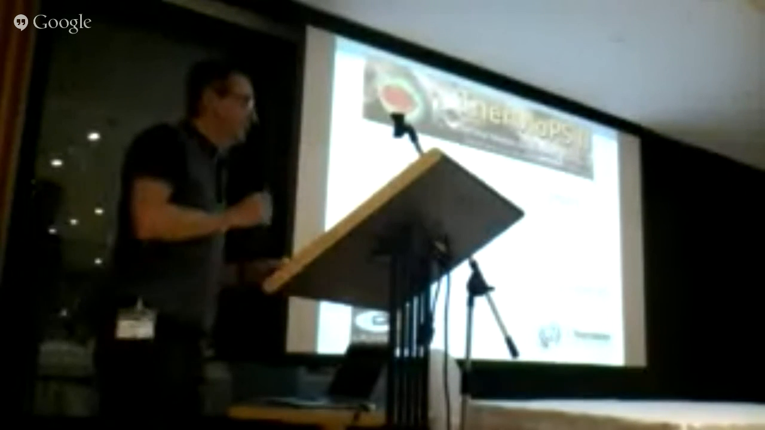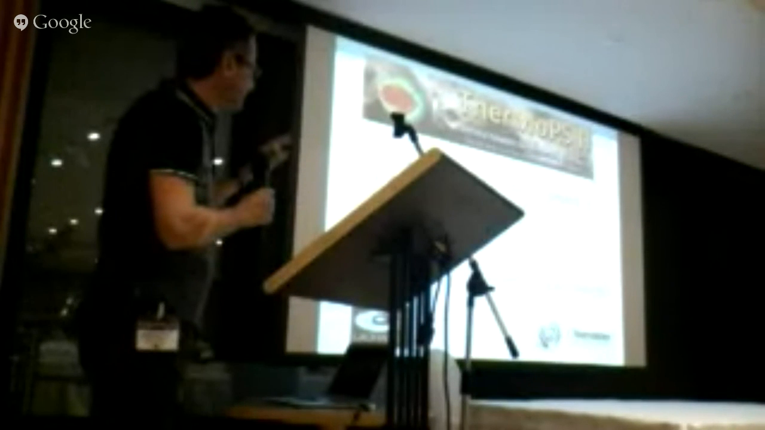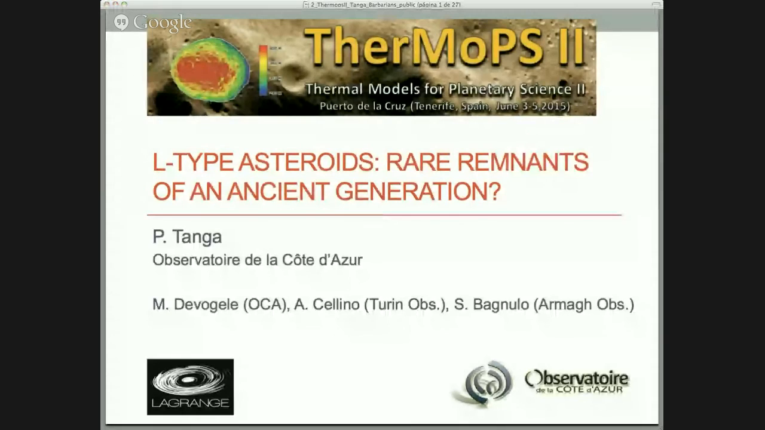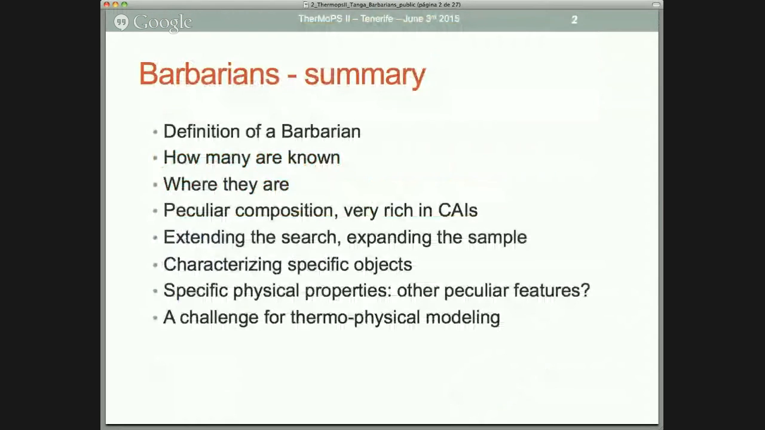I have very little thermal inertia stuff, but I brought in this room barbarians, which should sound something exotic and I hope interesting to everybody, because these could be very interesting targets for thermal modeling too, with some specific challenges in this respect. They were already mentioned in previous talks, so I don't want to spend much time defining what they are, just a short recall.